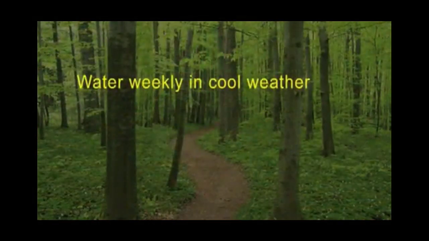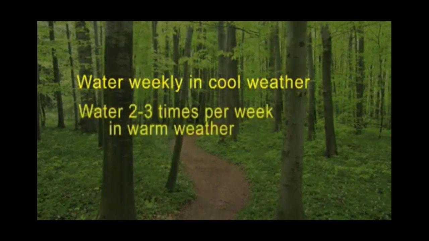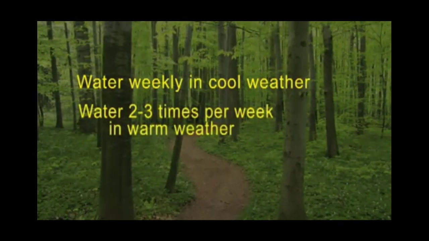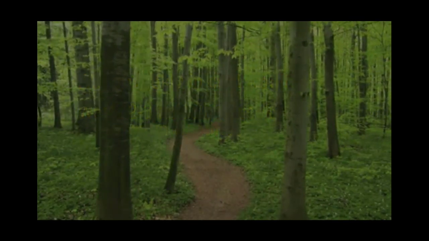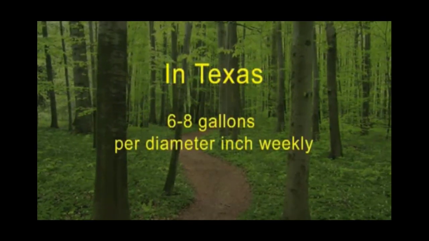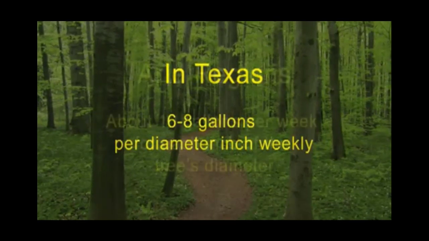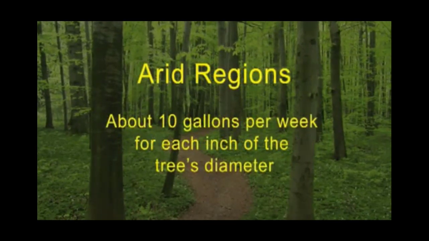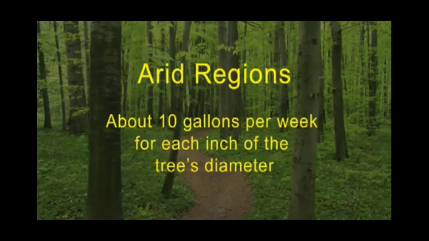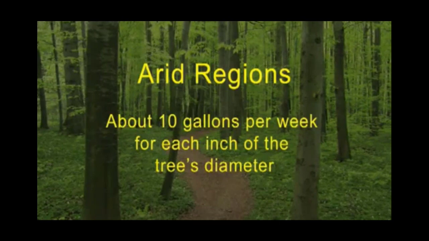During cooler seasons, you should water your newly planted tree at least once a week. In warmer months, water 2 to 3 times a week. Most areas of Texas require using 6 to 8 gallons of water per diameter inch of tree trunk every week. Drier areas need even more water. In more arid regions, calculate about 10 gallons of water per week for each 1 inch of trunk diameter.